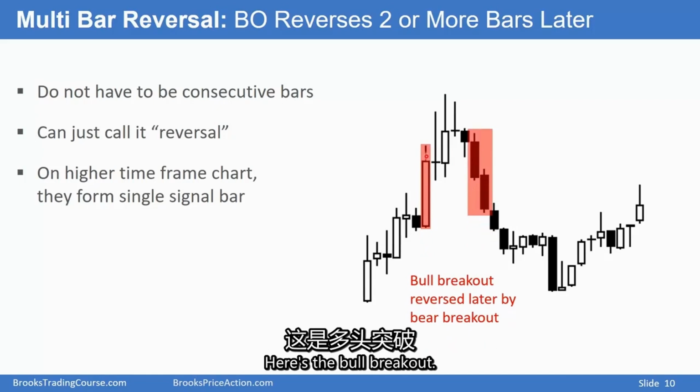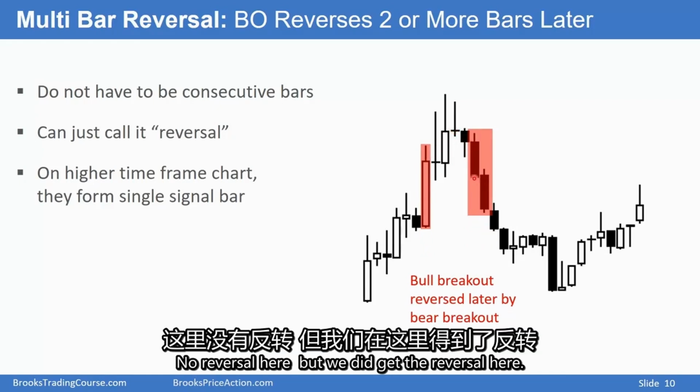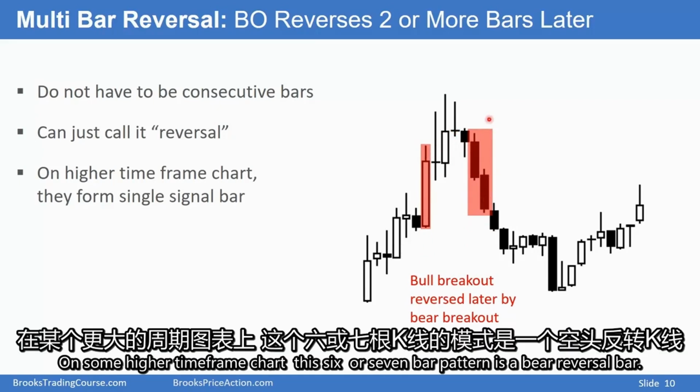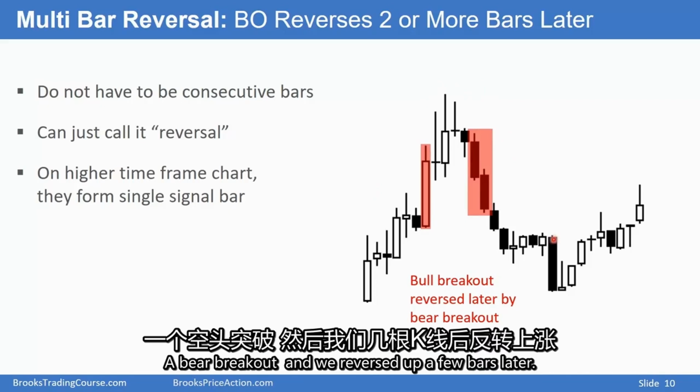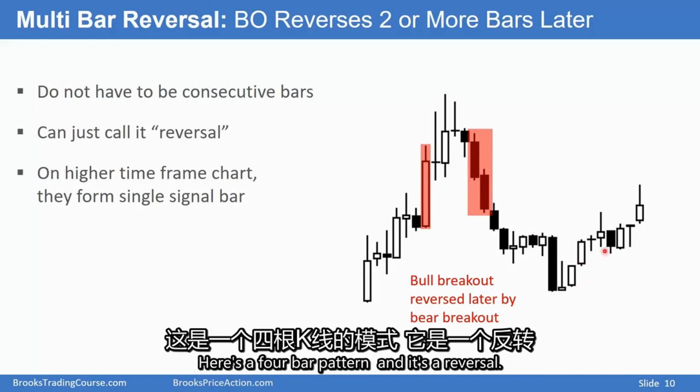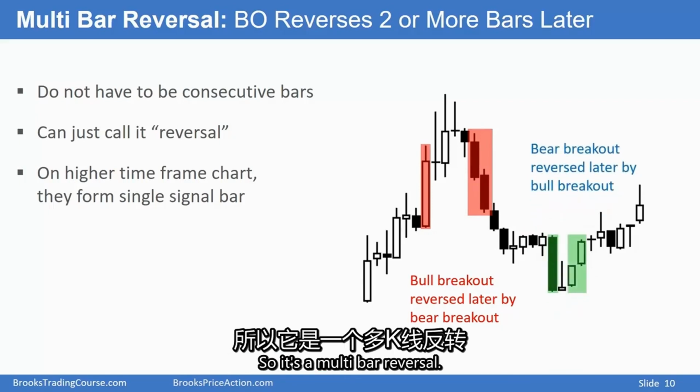Here's the bull breakout. No reversal here, but we did get the reversal here. On some higher time frame chart, this 6 or 7 bar pattern is a bear reversal bar. Look down here, a bear breakout, and we reversed up a few bars later. Here's a 4-bar pattern, and it's a reversal. So it's a multi-bar reversal.